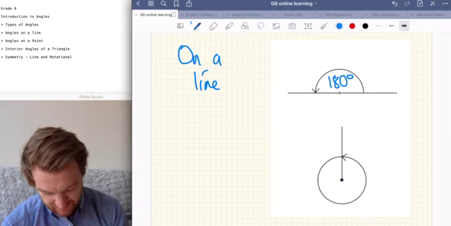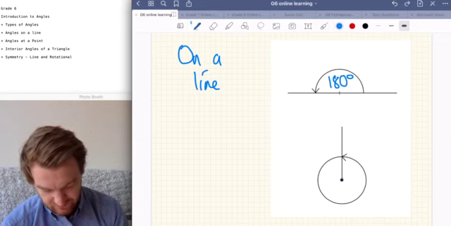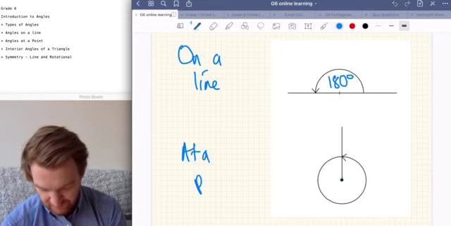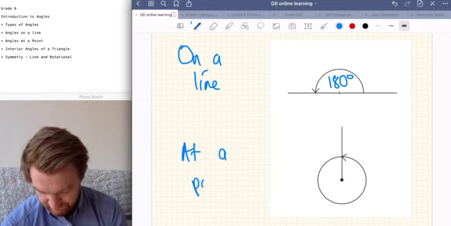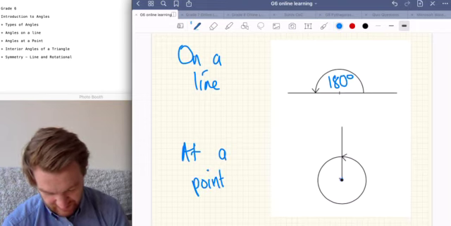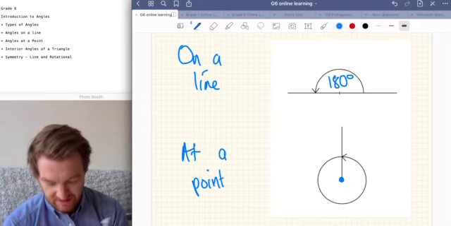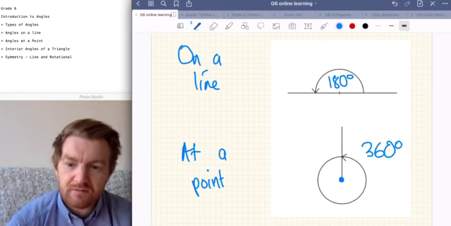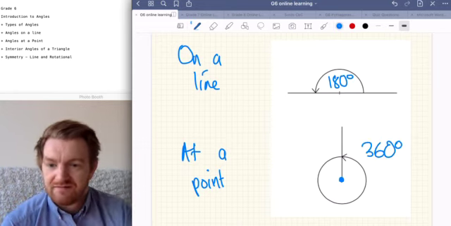Here we've got this angle. Again, it's going all the way around. One full turn, or at a point. That's not one word. This is at a point, because this point here is like the middle of the circle, and if we go all the way around, it's 360 degrees. These are what we call our first two angle facts. Facts because they're always true.